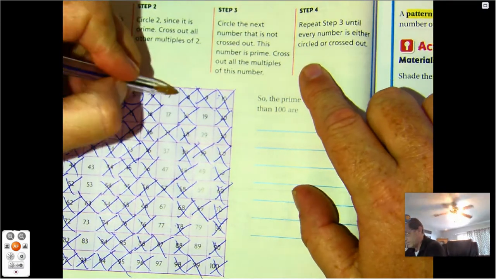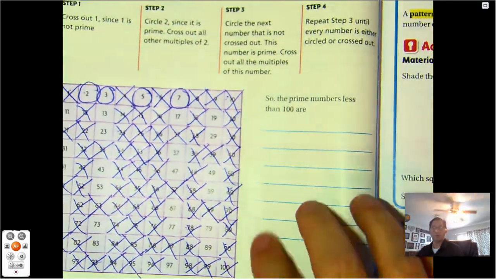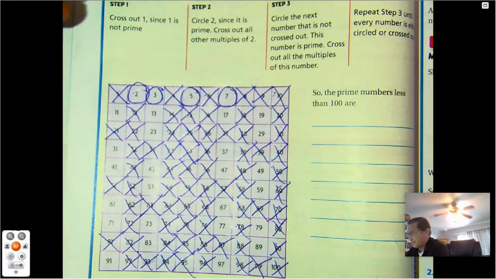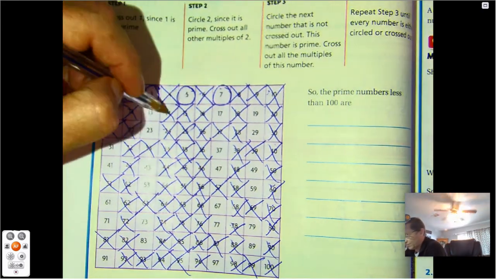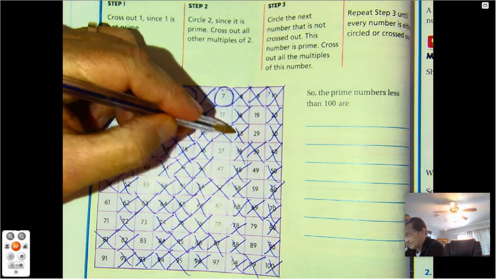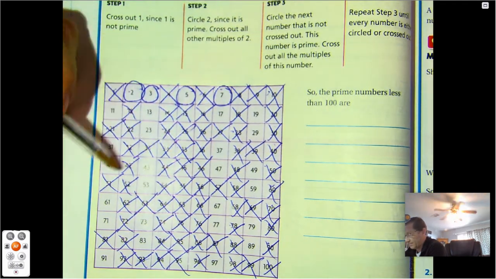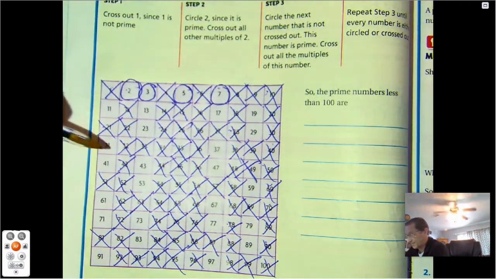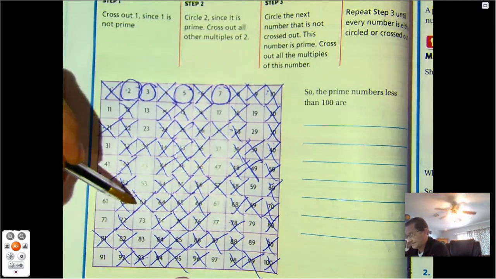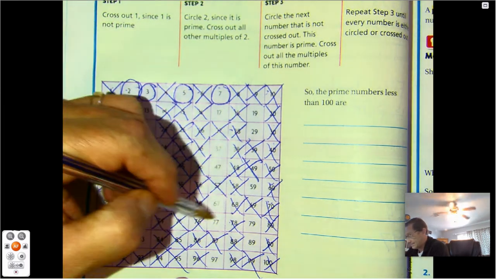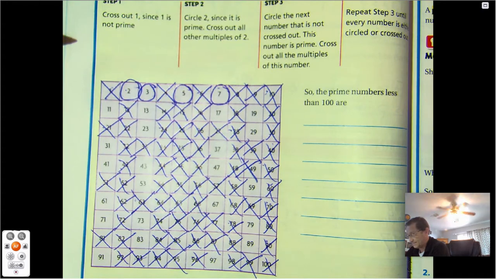All right, so now we're looking for the multiples of 7: 7, 14, 21, 28, 35, 42, 49, 56, 63, 70, 77, 84, 91.